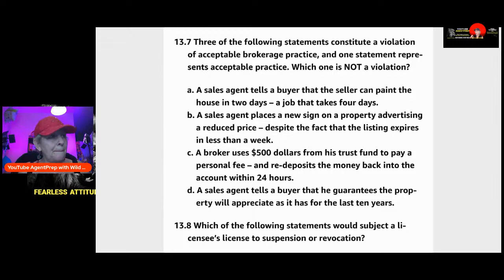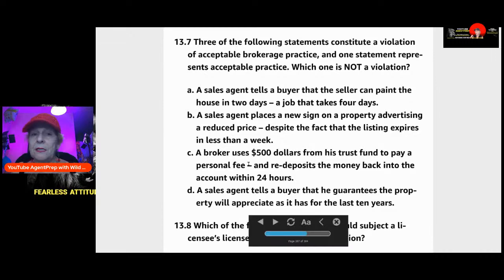It is not D. So take another attempt. You cannot guarantee, okay? That's a violation of law. That one is a violation. So that's one of the bad ones. 3 of them are violations. 1 of them is not. So the answer is B.